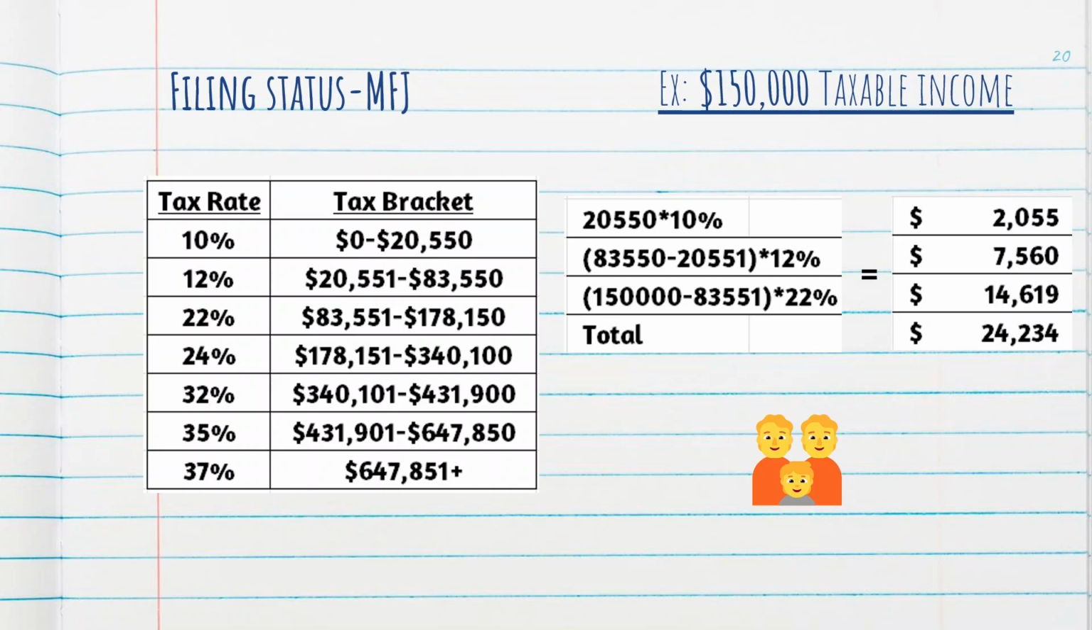All of the income that falls in the 12% tax rate tax bracket will give us $7,560. And then the portion that falls in that 22%, which is going to be that 150,000 minus 83,551, is going to be taxed at 22% to give us 14,619. And when we add those three together, that gives us a total tax liability for this married couple of $24,234. And so this is a simple way of looking at how to calculate your tax liability.